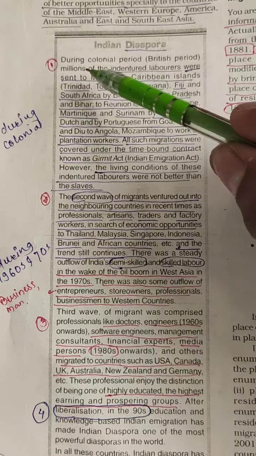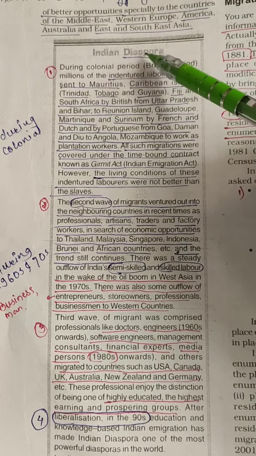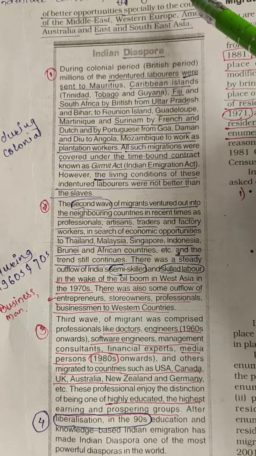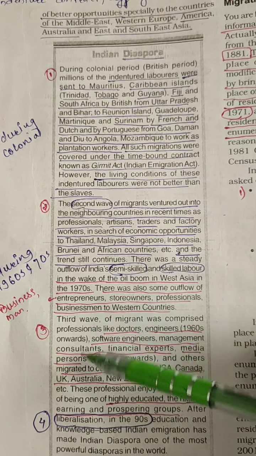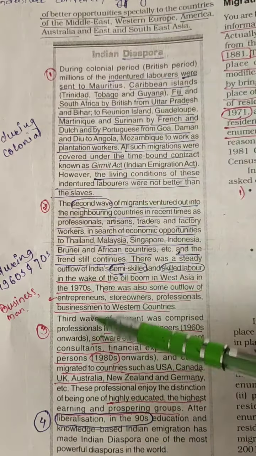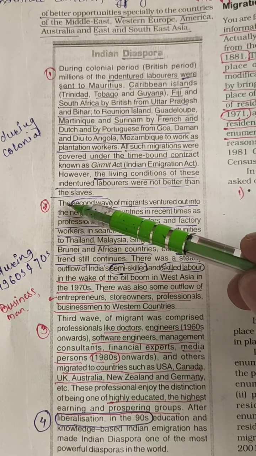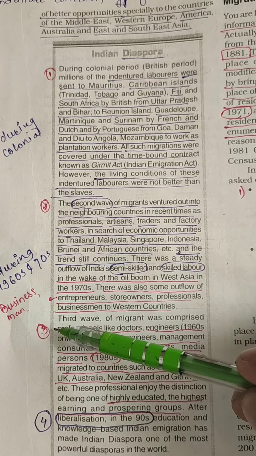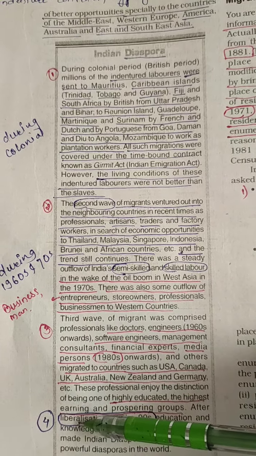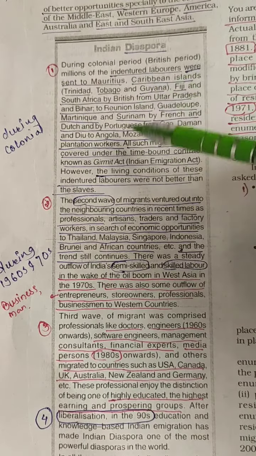Indian diaspora. Dear students, Indian diaspora means Indian migrants, Indian people who have migrated to various countries. So the people of India migrated in different periods, different areas: during the British colonial period, then the period of the 1960s and 70s, then the period of the 1960s and 80s, and the period of 1990s liberalization. So let us see the first period, during the colonial period.